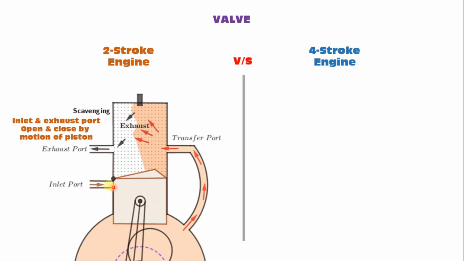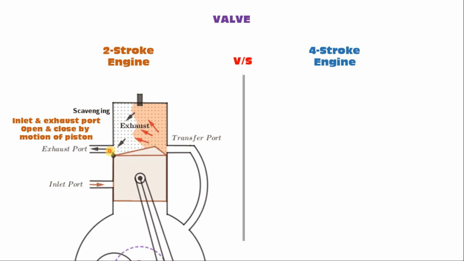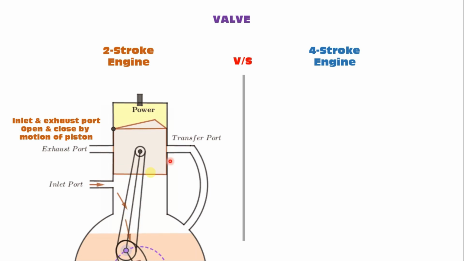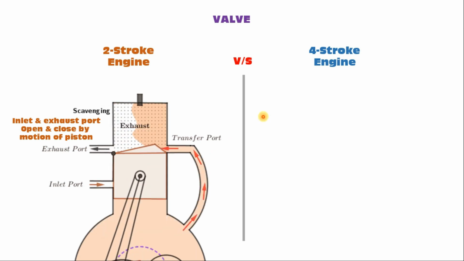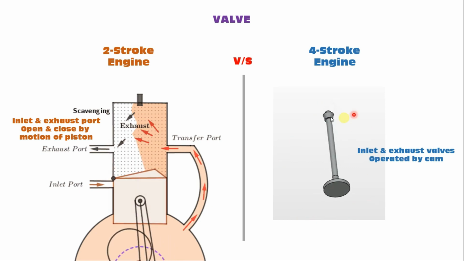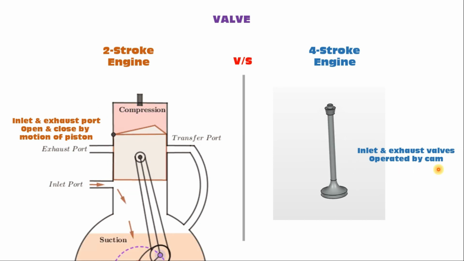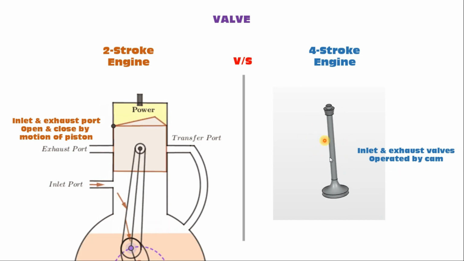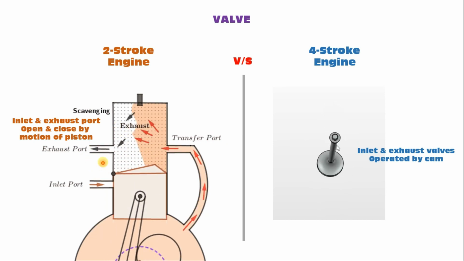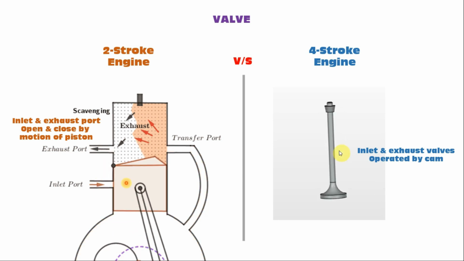In this position, this inlet port is blocked, so it is closed. In this position, the exhaust and transfer ports are blocked, so they will be closed. But in case of four-stroke engine, we know that we are using these type of valves. Inlet and exhaust valves are operated by cam. In two-stroke engine, there is no requirement of cam because the ports are opened and closed based on relative position of piston.